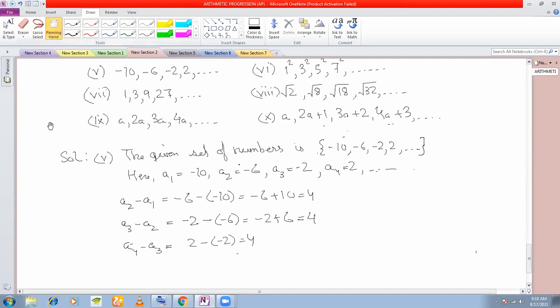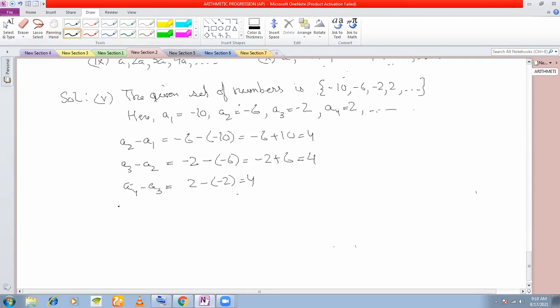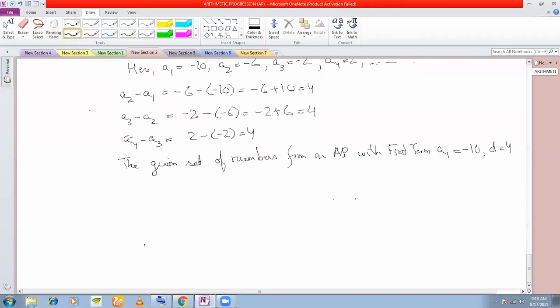So therefore, what can you say? All these differences are equal. Therefore, the given set of numbers form an AP with first term A1 equal to -10, and the common difference we found above to be 4. What should be the next 3 terms?